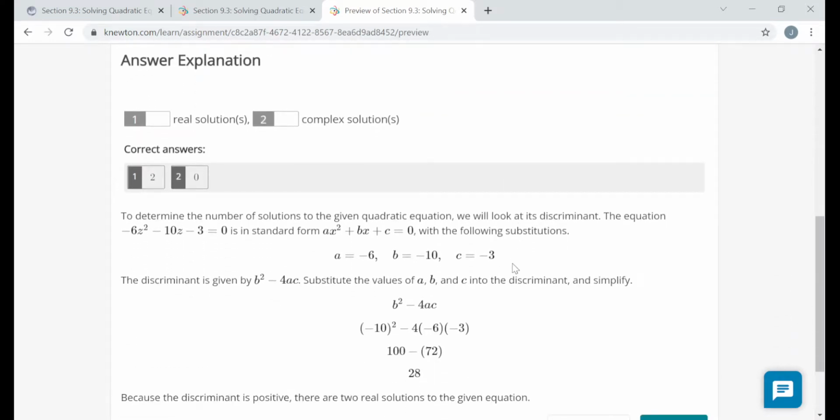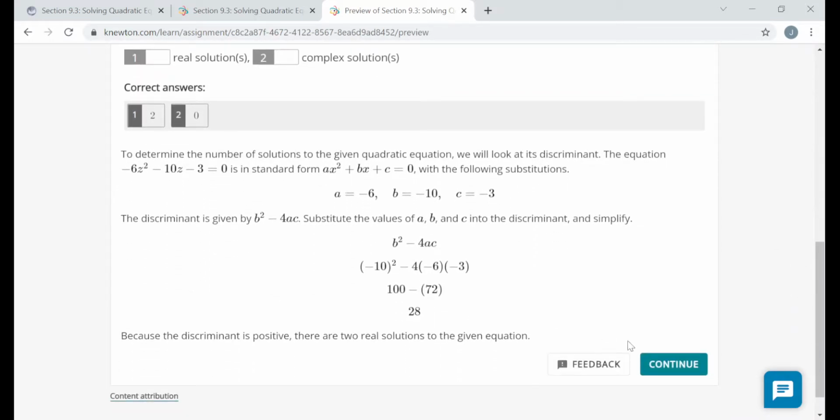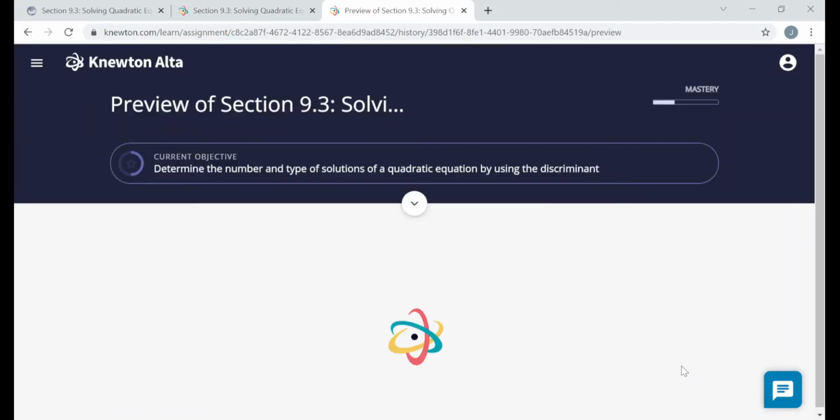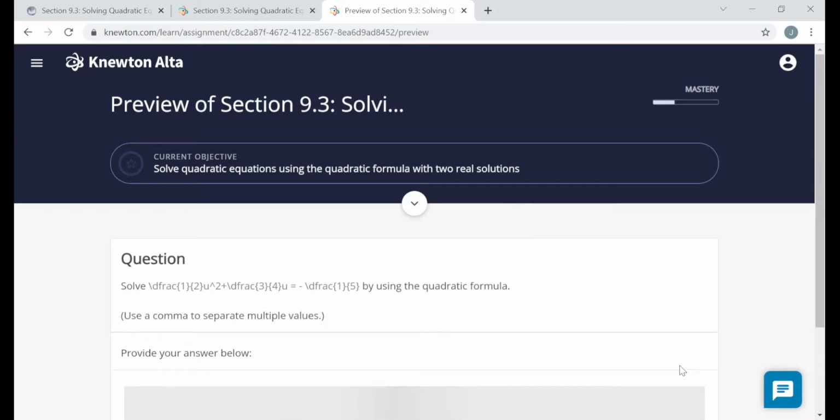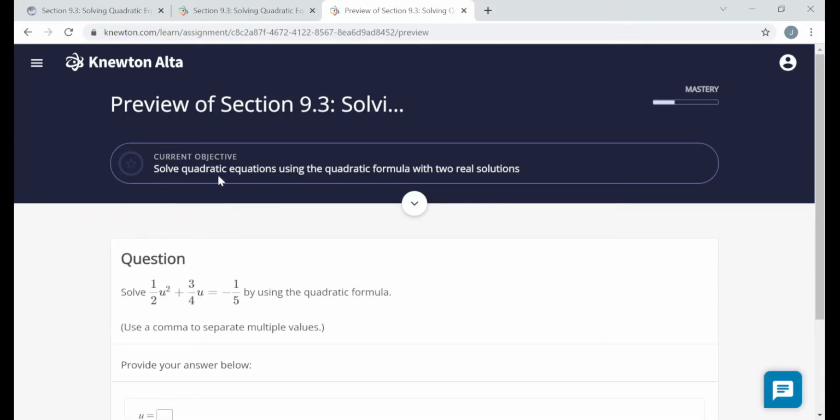All right. And then again, please read through your answer explanations. Okay, and now we're solving quadratic equations using the quadratic formula with two real solutions. So they're telling us that it's going to have two real solutions. That means the discriminant, b squared minus 4ac, is going to be positive.